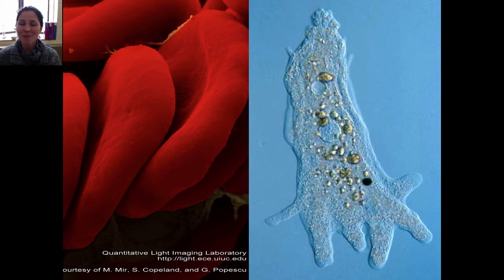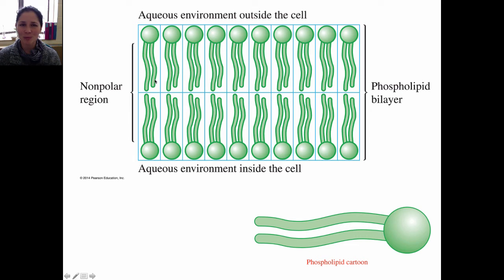The cell separates the inside and the outside using a phospholipid bilayer. This is the cartoon from your book that represents a phospholipid bilayer. The polar head group is represented by a circle, and the fatty acid tails are represented by 2 squiggly lines. In the center of a phospholipid bilayer, you have a nonpolar region. This can separate an aqueous polar environment from the outside of the cell and the inside of the cell.